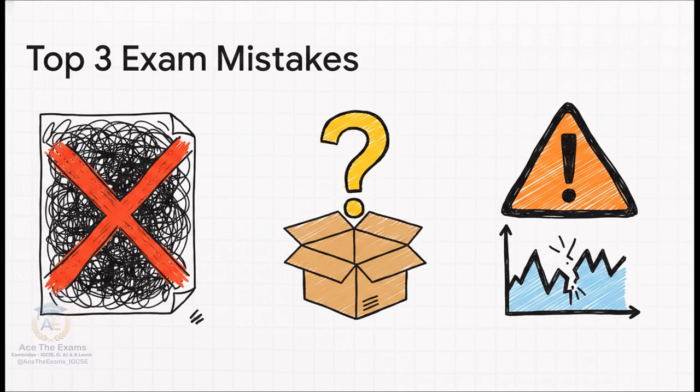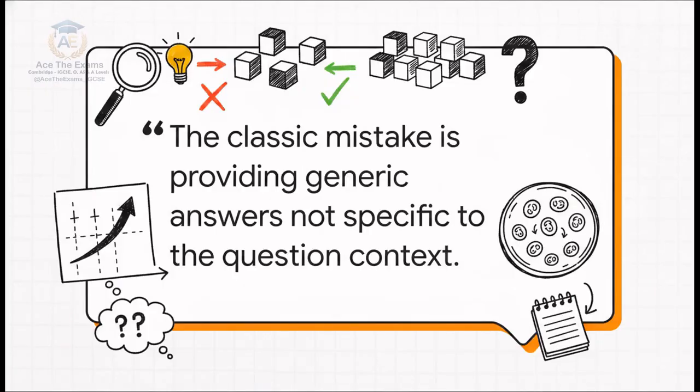Number 3, providing generic answers. Now let's look a bit closer at this last one because it is incredibly common and entirely preventable. The examiner reports literally call this out as the classic mistake, providing generic answers that are not specific to the question context. If you are given a complex word problem about exponential population growth of a bacteria culture, your final answer and your explanation shouldn't just talk abstractly about the variable x or y increases.